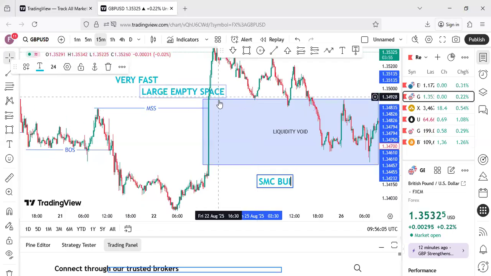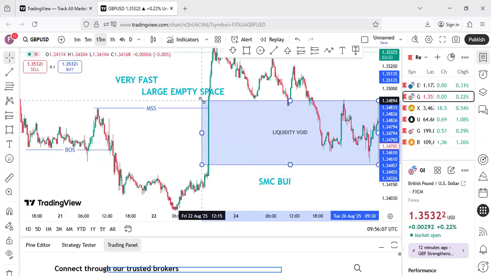Now, this is not a fair value gap. This whole space is not a fair value gap. This is a liquidity void.